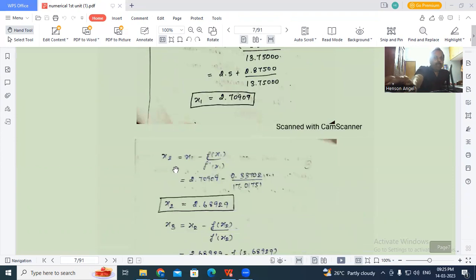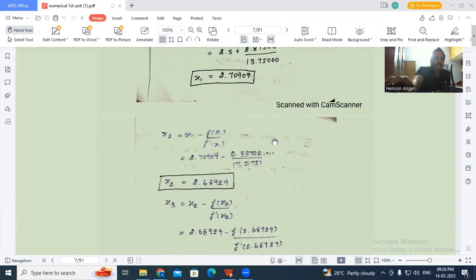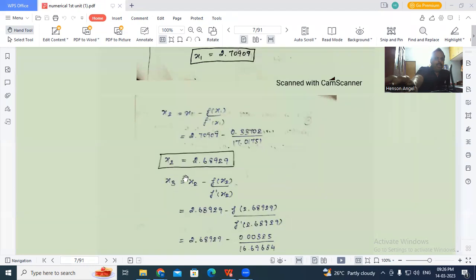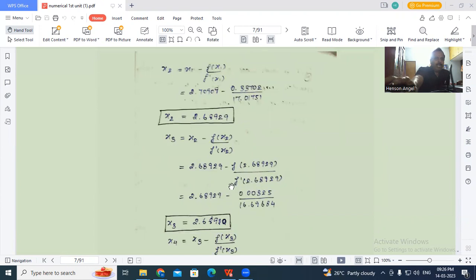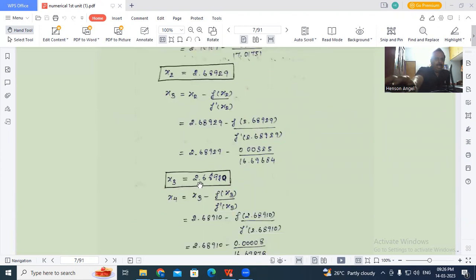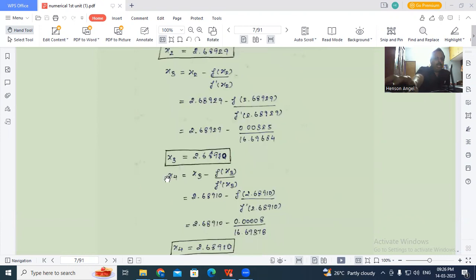Now we calculate the second approximation. x2 equal to x1 minus f of x1 by f dash of x1. Now we substitute x1 value in x2. We get x2 value as 2.68929. Similarly, we find the third approximation, x3 equal to x2 minus f of x2 divided by f dash of x2. Now we substitute the x2 value in x3 and we calculate this expression. Then we finally get x3 equal to 2.68910.